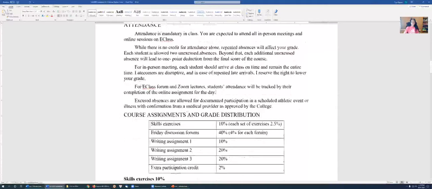And for the e-class forum and Zoom lecture, your attendance for these online activities would be tracked by your completion of the online assignment for the day. For example, on Friday, if you forget to post your initial post, you're going to lose the attendance point for the day.